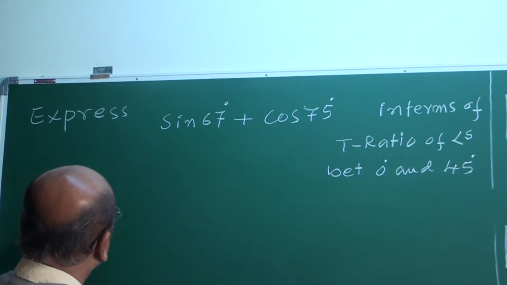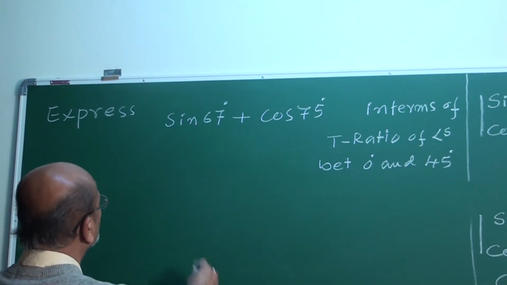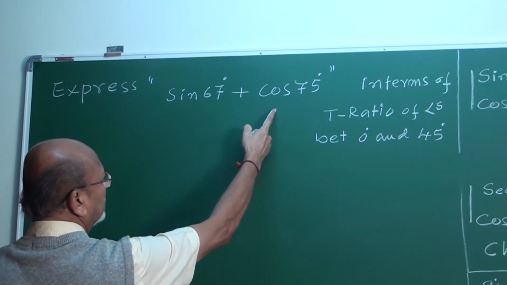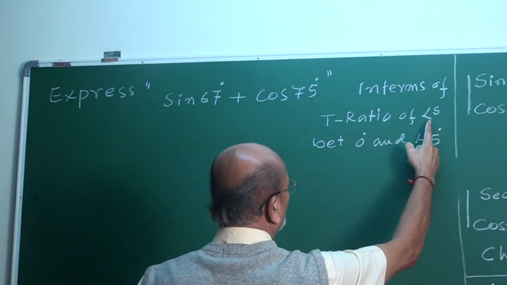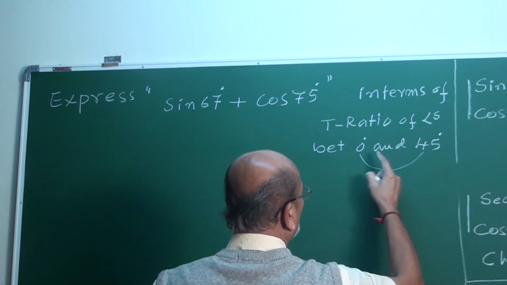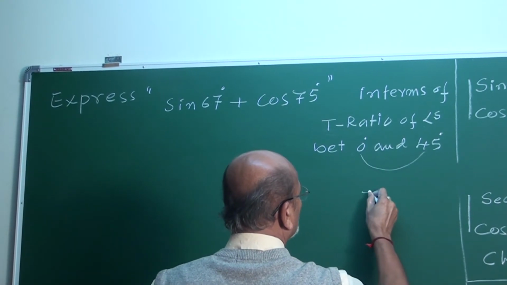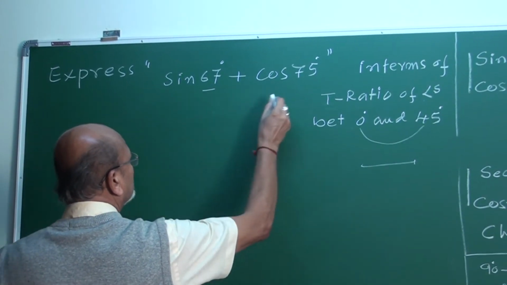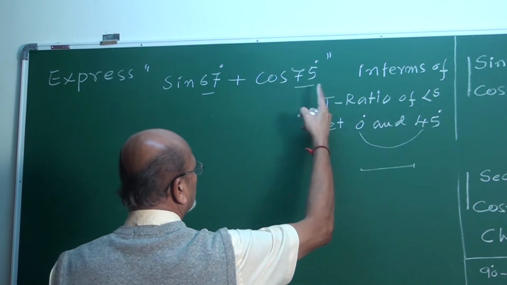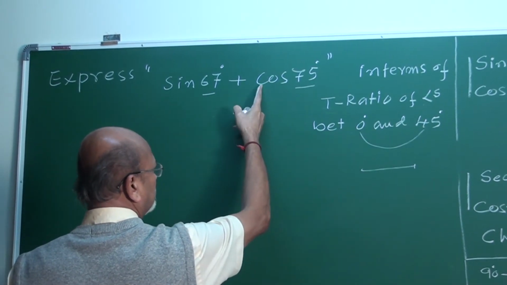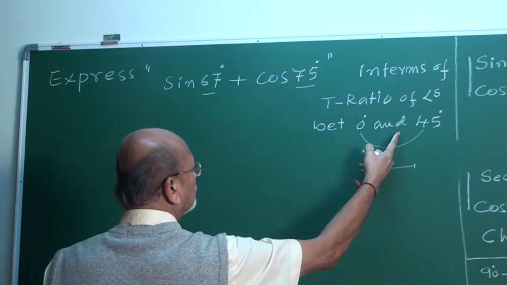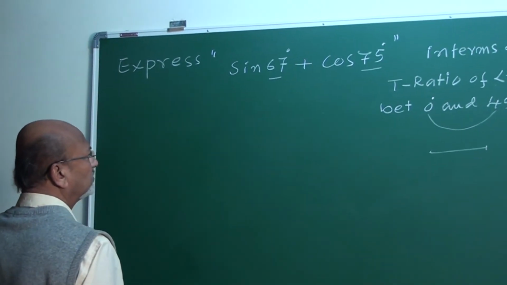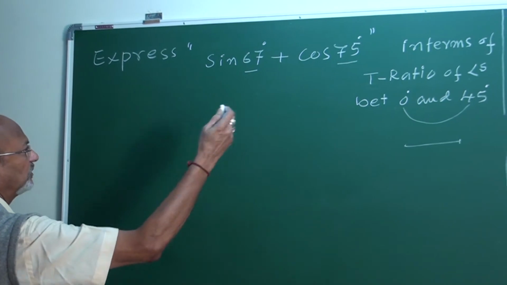See, express what? This expression, my friends. You want to express this in terms of T ratios of angles between 0 and 45 degrees only. Your boundary line is 0 to 45 degrees. But this angle is outside 45 degrees, it is more than 45 degrees. Then to express this in terms of T ratios of angles between 0 and 45, again you have to make use of the complementary angle formula.